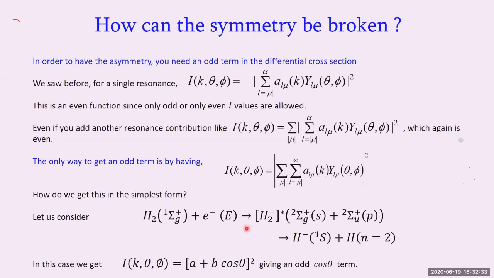So for H2, the simplest thing is H2 Σg+ going to H2⁻ in a combination of Σg+ and Σu+ states. So here you have an S-wave attachment, here you have a P-wave attachment. From the same single electron, one electron is transferring two different partial angular momenta to two different states. So when you take the differential cross section, you have this form (A + B cos θ) whole squared. So you get an odd cos θ term, which will give you a forward-backward asymmetry.